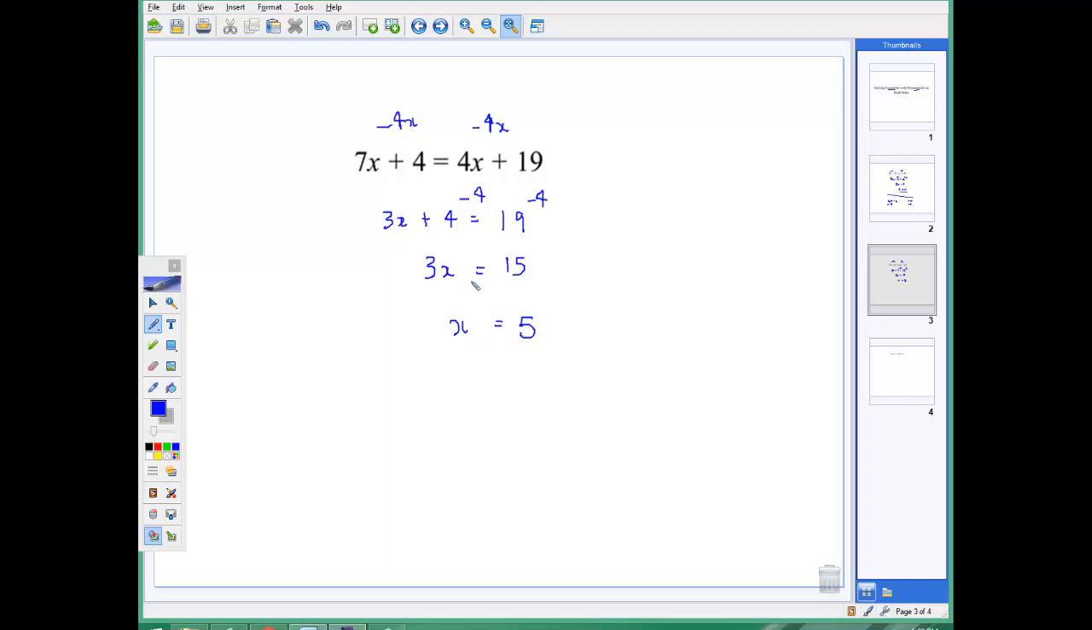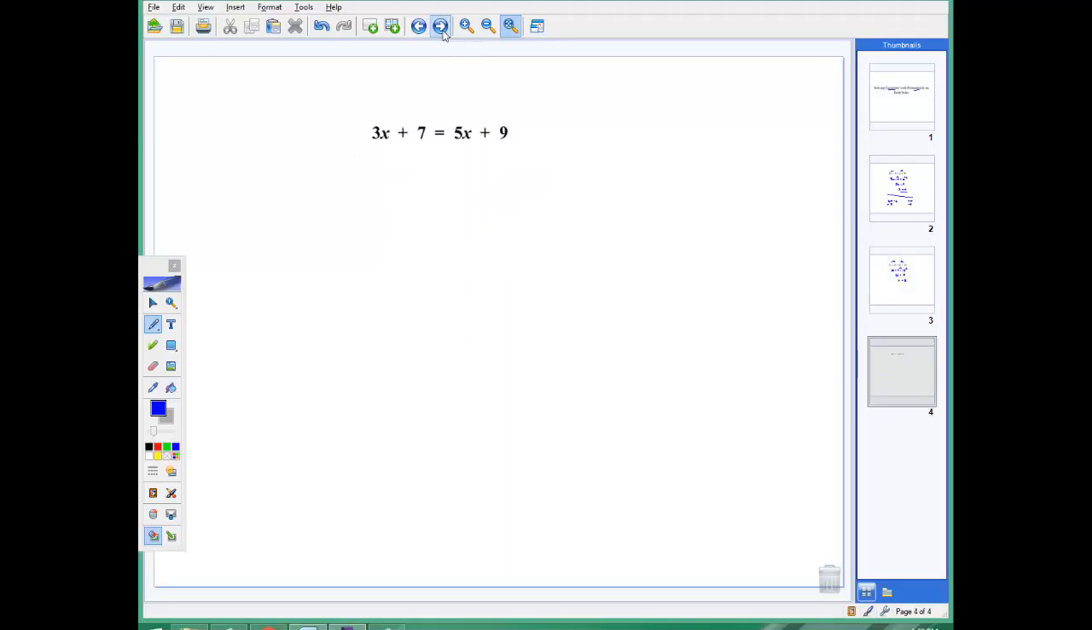So 3 5s are 15, 7 5s are 35, plus 4 is 39. That works. So does it match up on this side? 4 times 5 is 20, plus 19, 39 on both sides.